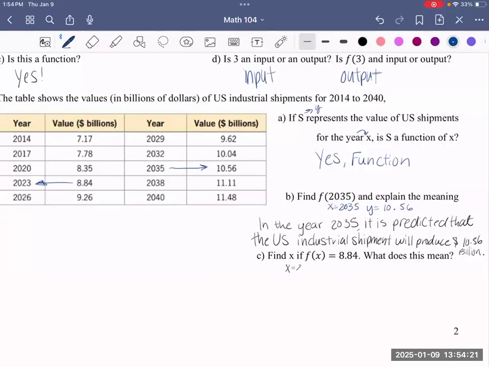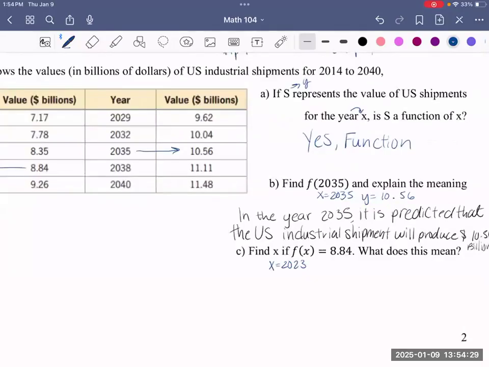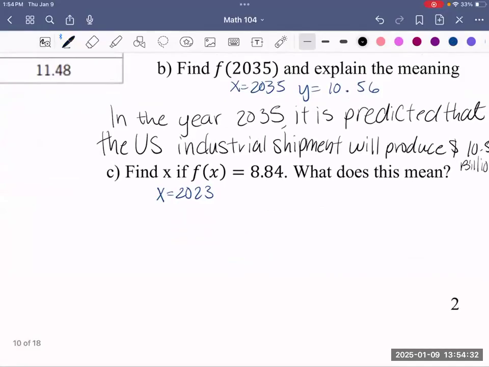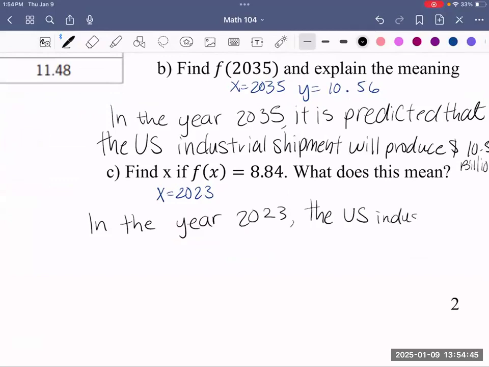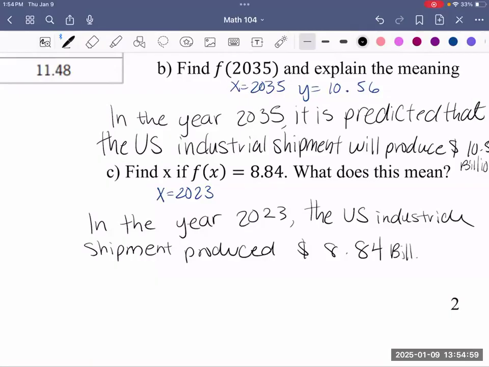Well, we know that the X value being 2023 is your year. Now, 2023 has passed, so we can kind of tell that, okay, this has happened, or at least come close to it. Perhaps it is an accurate model and we have achieved that. We could say in the year 2023, the US industrial shipment produced $8.84 billion.